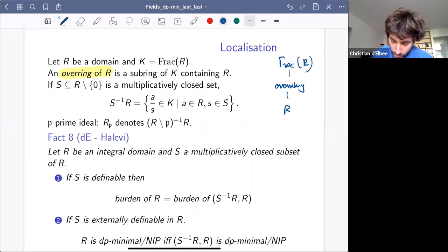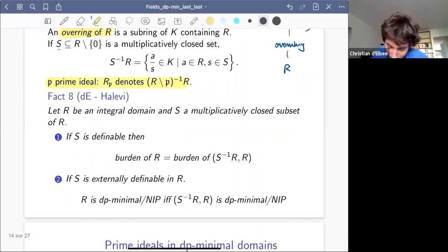Localizing is when you take a set which is multiplicatively closed, then you can consider an overring in which you have inverted all these elements. And the most famous example of this is for a prime ideal. You can localize by the complement of the prime ideal, and I will denote it like this. Okay, and the nice thing about this is that it's very well behaved according to the burden and the DP rank.